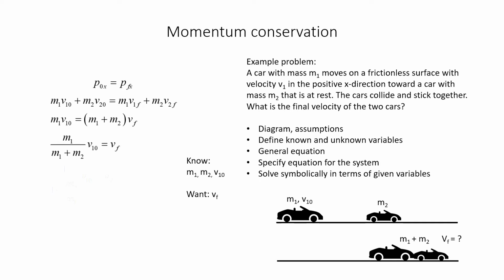Now we just divide through both sides by the sum of the masses to get our answer: m1 over the net m1 plus m2 times v10 equals v final.